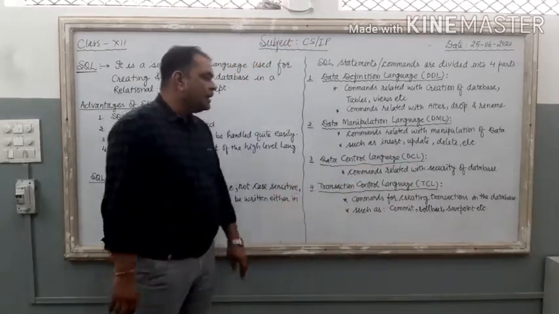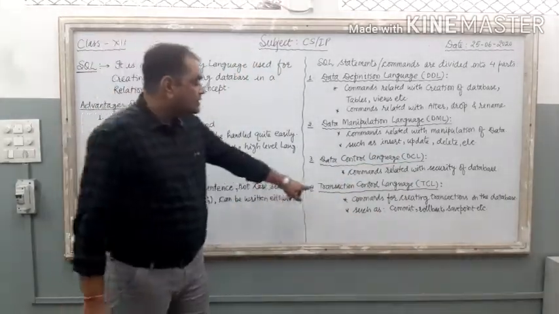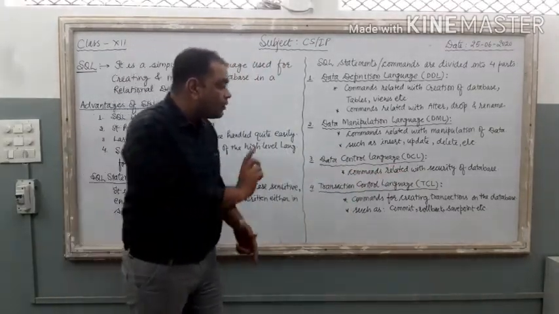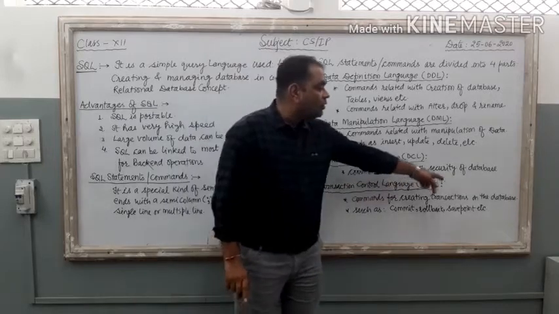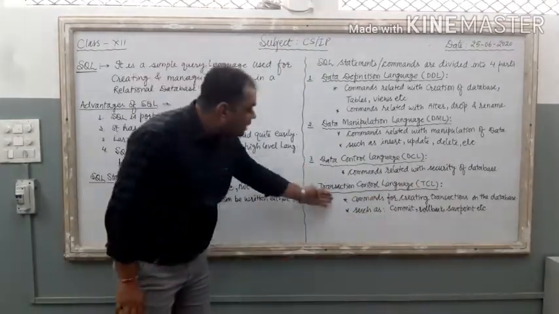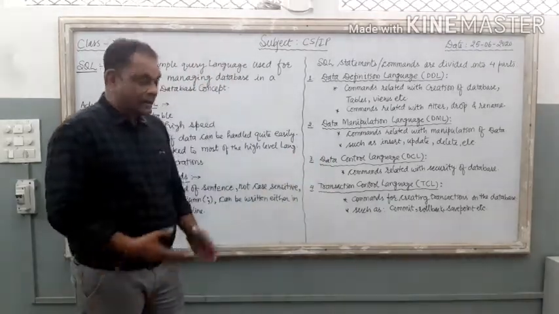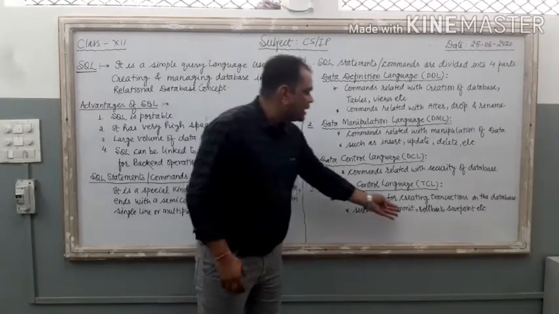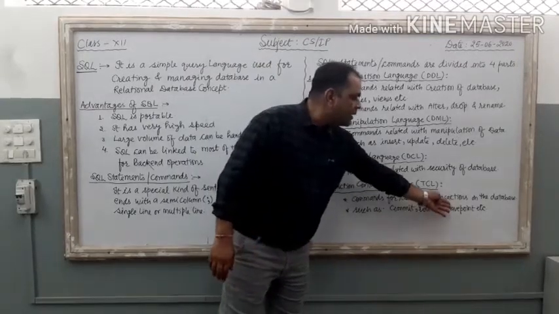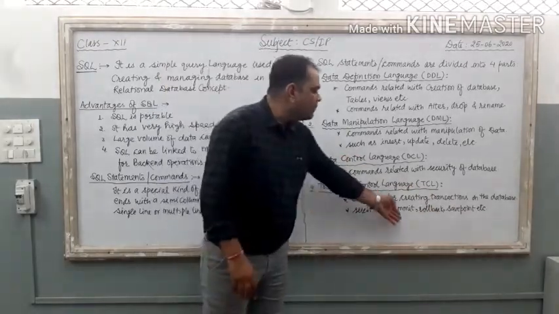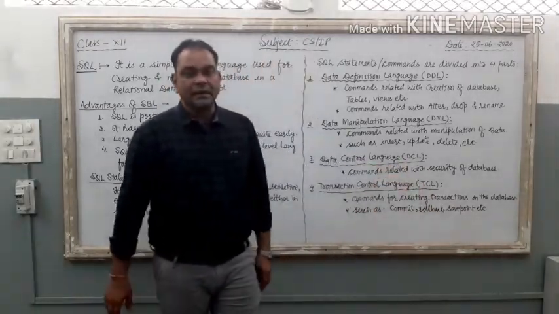Now the fourth part, it is TCL, transaction control language. Commands for creating transactions on the database. These transaction related commands are under the category of TCL. Yes, 4 or 5 commands are there related to this category. Some commands are commit, rollback, save point, or begin, start, some 4 or 5 commands are related with this TCL category.